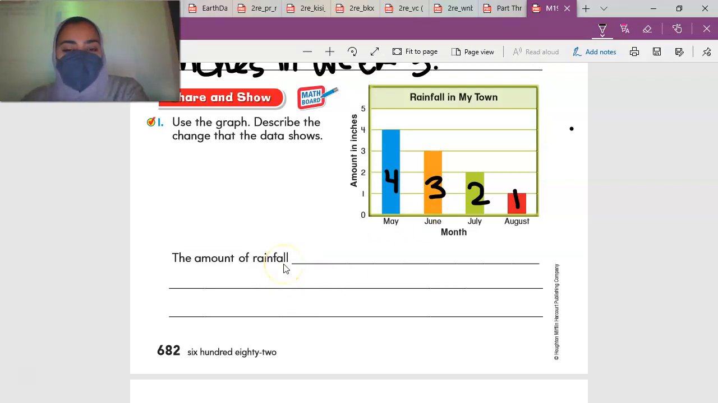So the amount of rainfall is what? Is less each month. How much less? Good. Is 1 inch less each month. Let's be specific. Is 1 inch less each month.